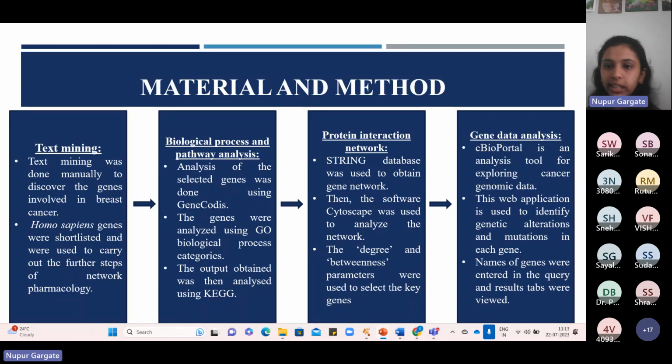For gene data analysis, cBioPortal was used. It is an analysis tool for exploring cancer genomic data. It is a web application which is used to identify genetic mutations and alteration in each gene. Here we entered all the genes which we obtained after degree and betweenness parameters, and we viewed the results. So mainly cBioPortal is used for cancer related data. When we enter the list of genes, we get more information about what changes have actually happened in the gene, because of which that gene is playing a role in that particular disease.